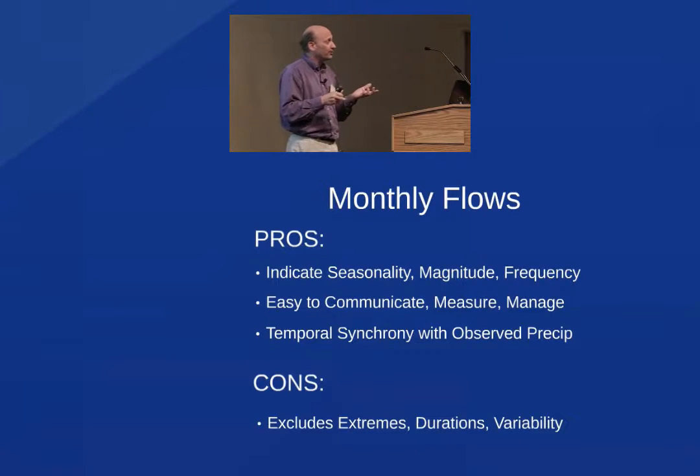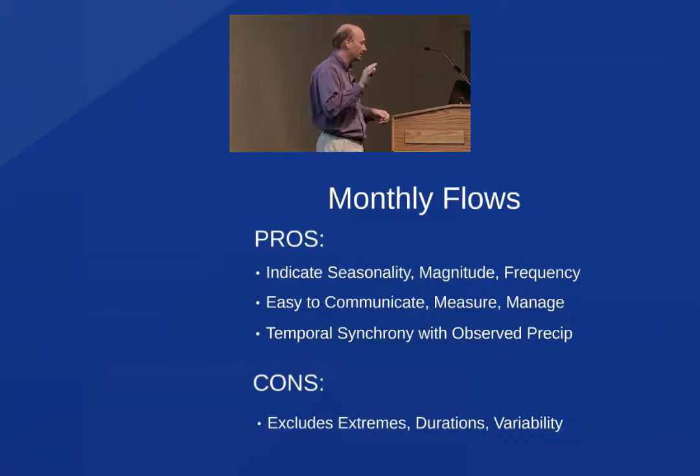And what's nice also is that monthly stream flows are synchronized with a lot of the historic precipitation data, like from PRISM and other sources. From my understanding, maybe my sources are wrong, but a lot of the historic precip data is really summed or aggregated at the monthly level, and getting that disaggregated to smaller time scales is a real problem. So that's another pro.